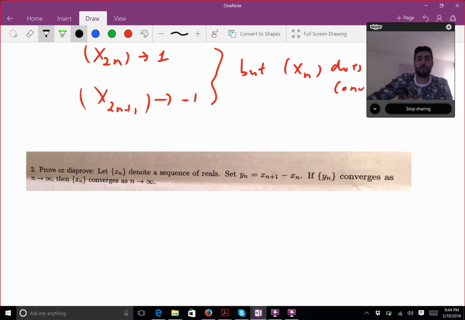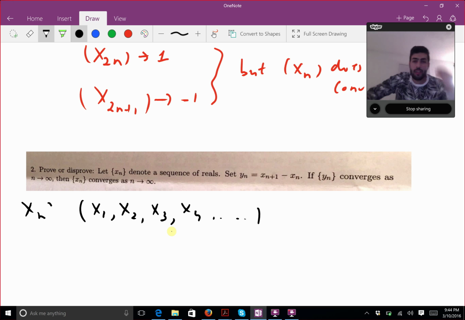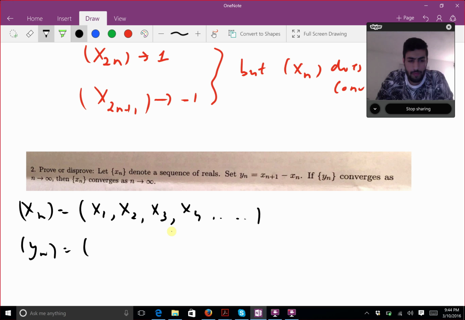So the theorem is saying that you have some sequence x sub n, and you define some new sequence that's x sub n plus 1 minus x sub n. So if we had x sub 1, x sub 2, x sub 3, x sub 4, this new sequence would be x2 minus x1.